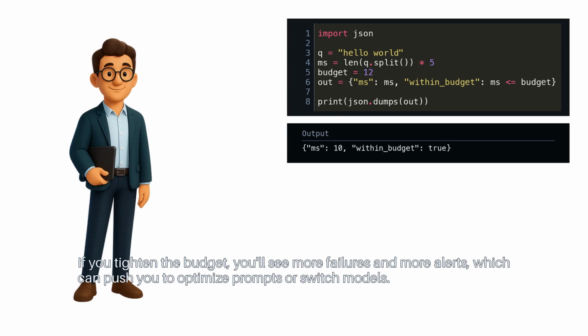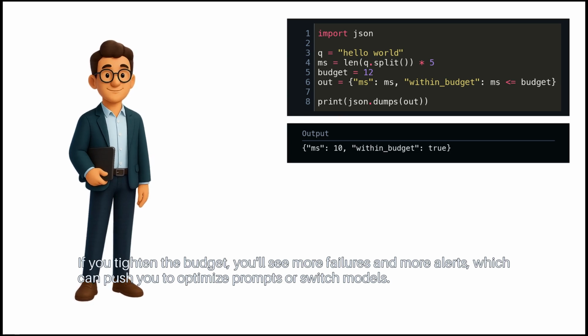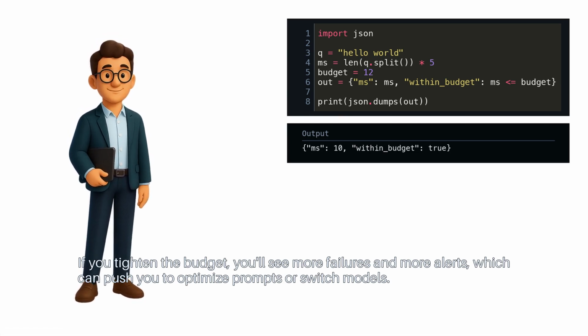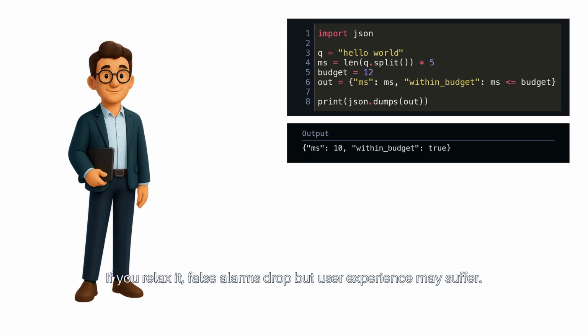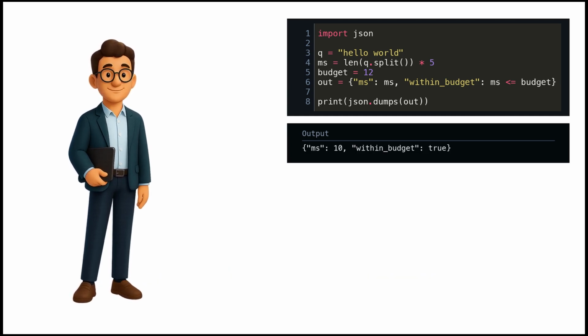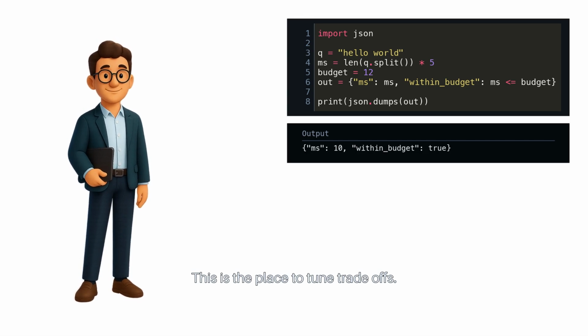If you tighten the budget, you'll see more failures and more alerts, which can push you to optimize prompts or switch models. If you relax it, false alarms drop, but user experience may suffer. This is the place to tune trade-offs.